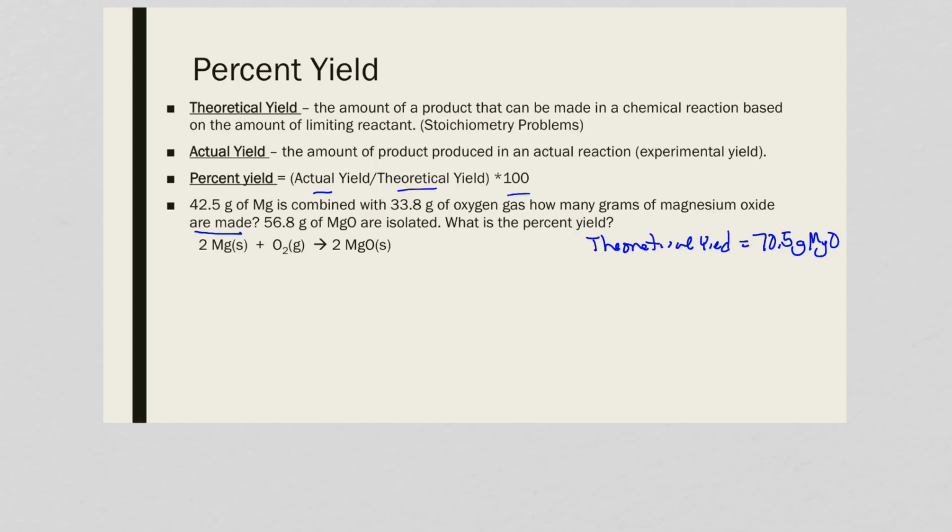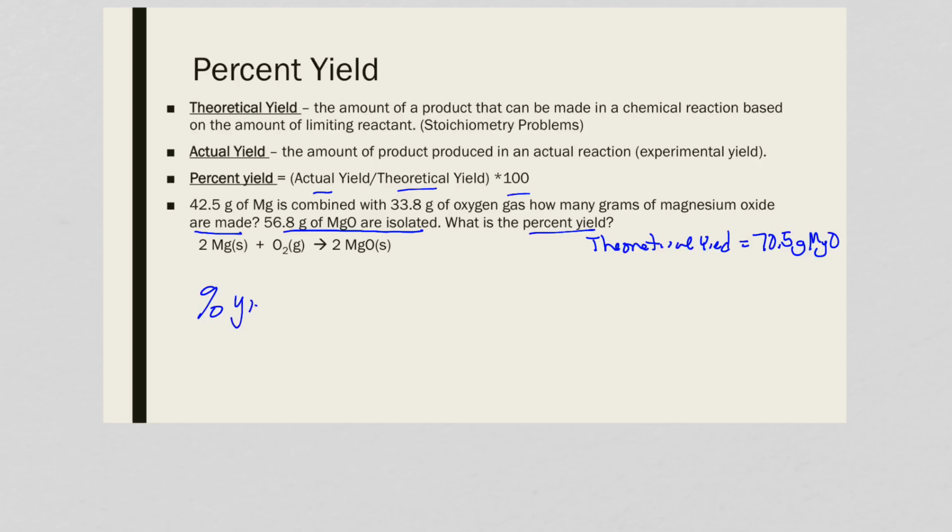56.8 grams of magnesium oxide are actually isolated. This is another way of saying what our experimental yield is, what we actually get in the experiment. What's the percent yield? So a lot of problems will be like this, where they'll have you do a theoretical yield problem, and then a part B or a follow-up will be, okay, well, we did the experiment, we got this much, what was our percent yield? So we've already done the work of calculating the theoretical yield. That's the hard part.